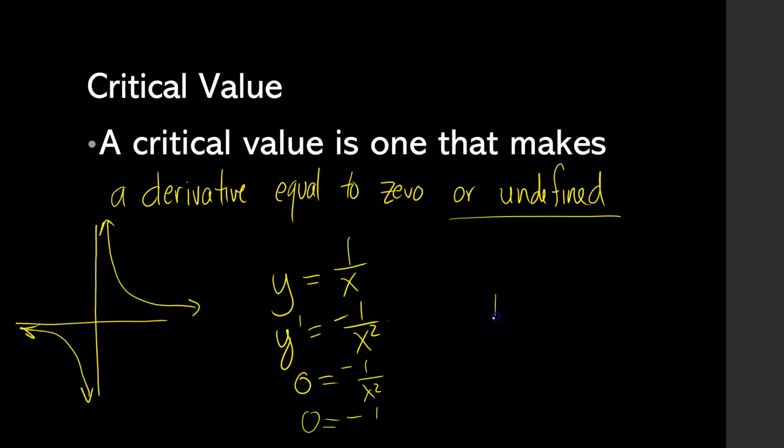But negative 1 over x squared is undefined at x equals 0. That's a critical value. And that's not shocking that 1 over x has a derivative undefined at 0, since 1 over x is undefined at 0, and it's darn impossible to find the slope of a tangent to a curve where that curve doesn't exist.